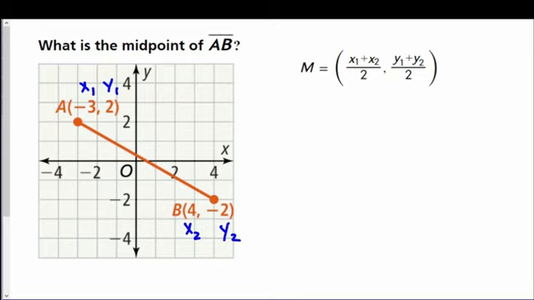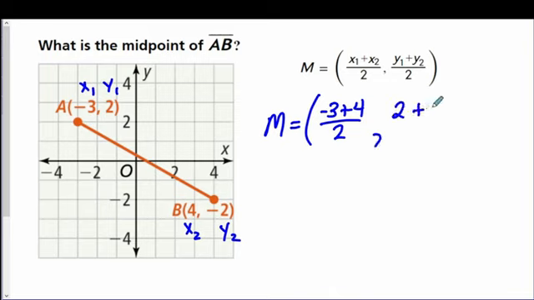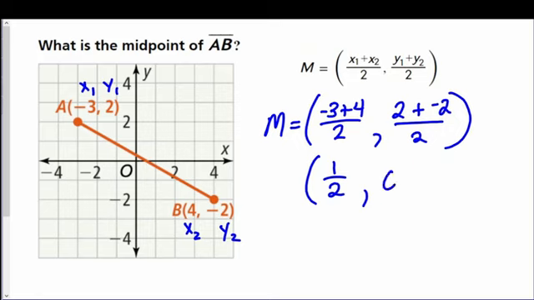So the average of the x values will be -3 plus 4 divided by 2. And the average of our y values will be 2 plus -2 divided by 2. And -3 plus 4 is 1. 1 divided by 2 is 1/2. And 2 plus -2 is 0. 0 divided by 2 is 0. So our midpoint is going to be found at (1/2, 0), which is right here. Those are the coordinates of our midpoint.